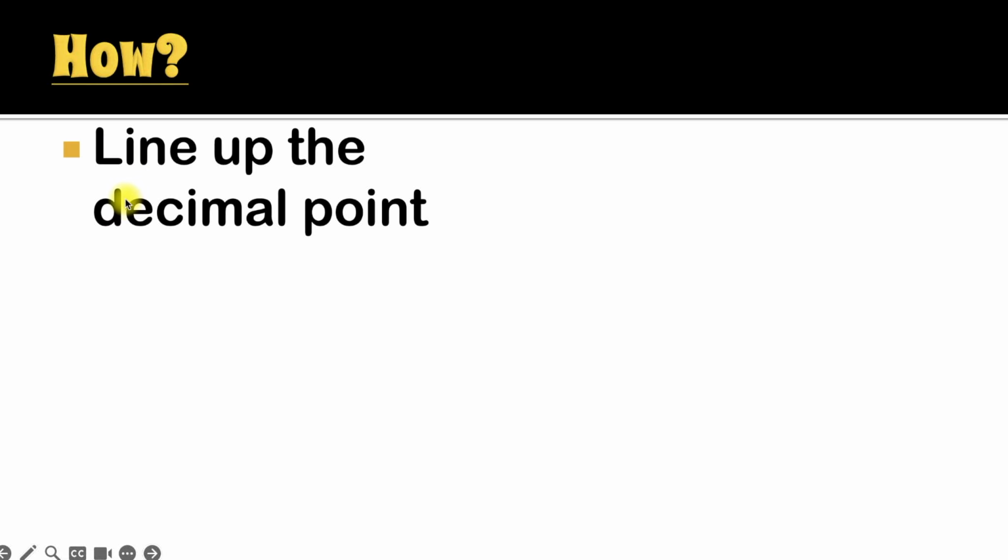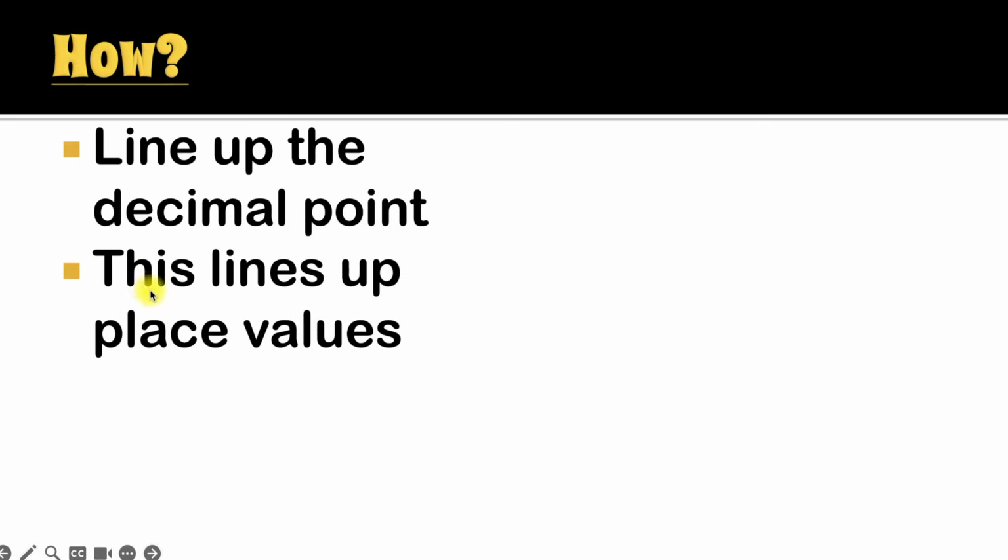Let's start with the most important thing. How exactly do we add decimals? Well, the first thing we should do is line up the decimal point. And why do we do that? Well, that's because when we do that, it helps to line up our place values.